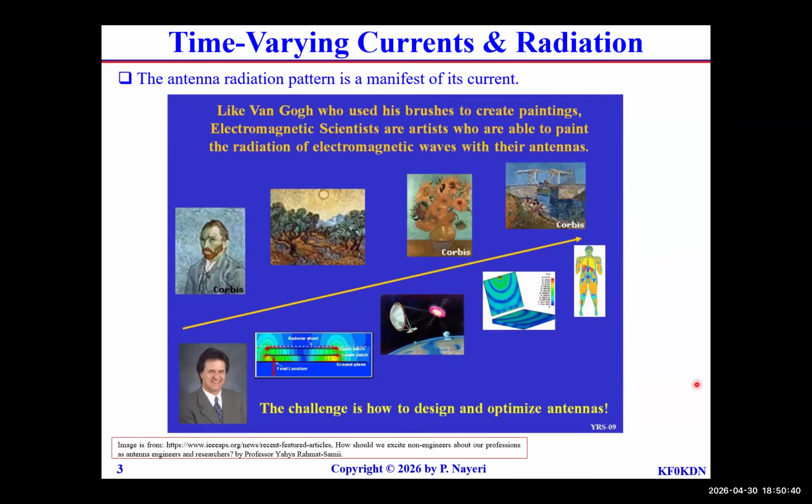And the radiation pattern is the manifest of an antenna current. So if you can control the time varying current, you can control the radiation pattern that you want. As mentioned, it all goes back to that fundamental concept of an acceleration of charge, which creates a disturbance in the electric fields.